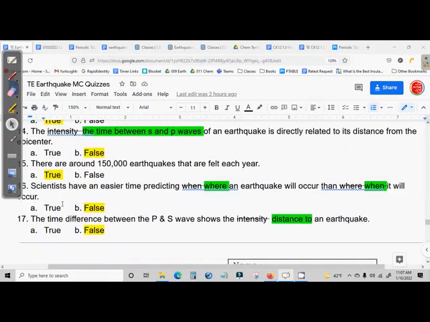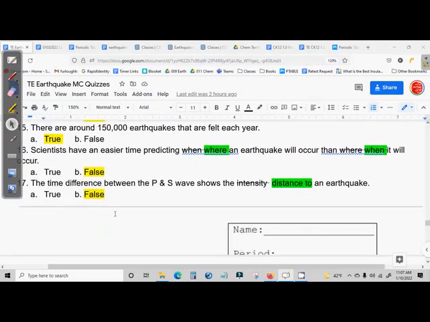Number 15 is true. Number 16, scientists have easier time predicting where an earthquake will occur than when. So the original statement was false. The corrected statement you see there with green. Number 17, the time difference between the S and P wave shows the distance to the earthquake, not the intensity. So the original statement was false, and you see the correction in green.